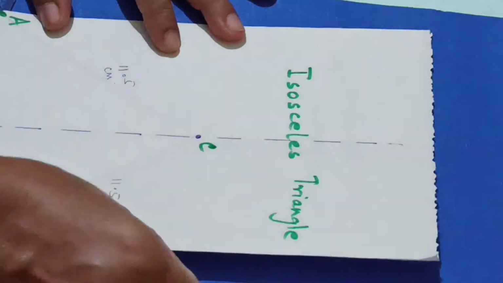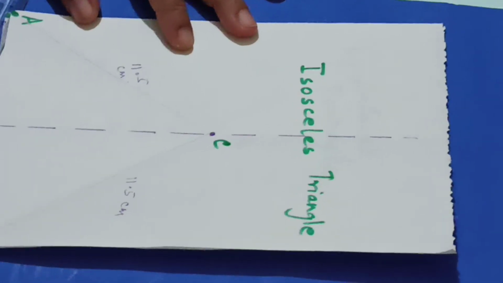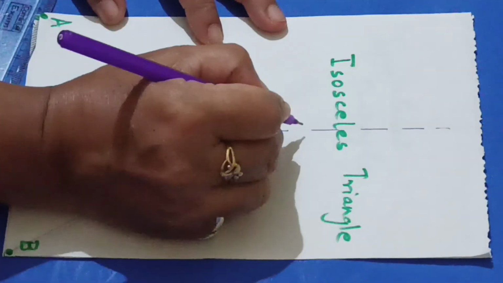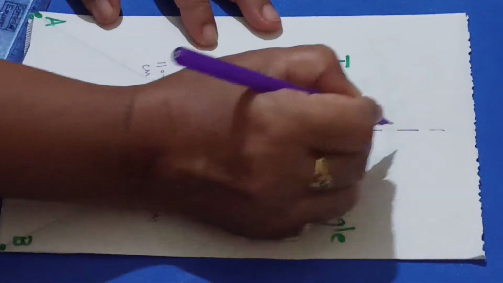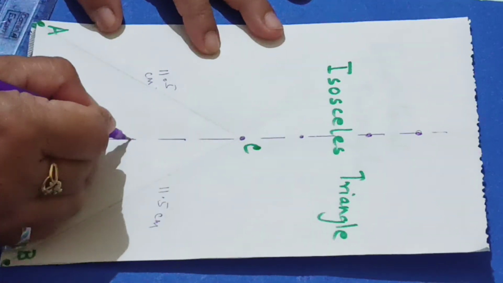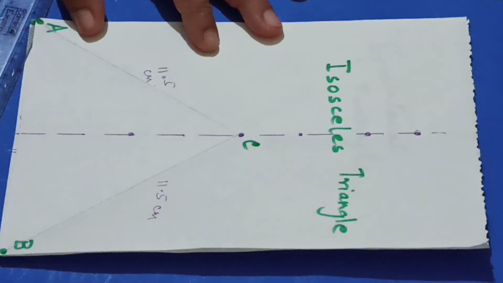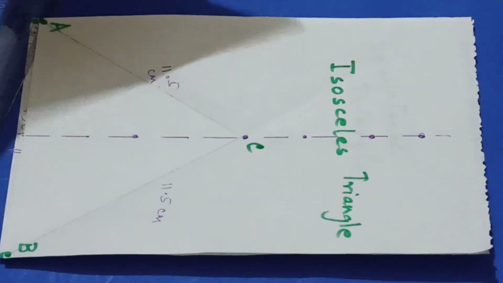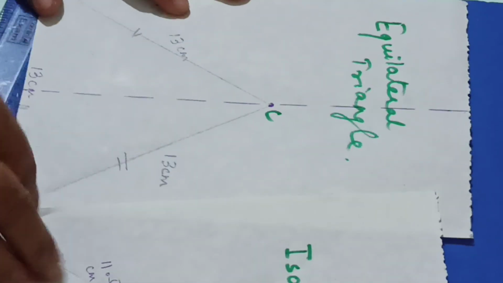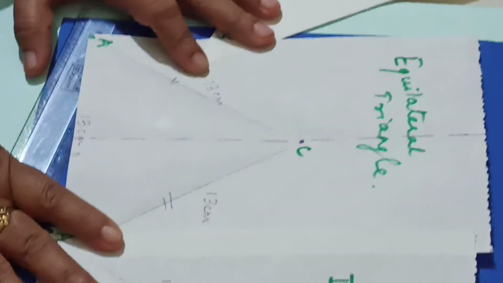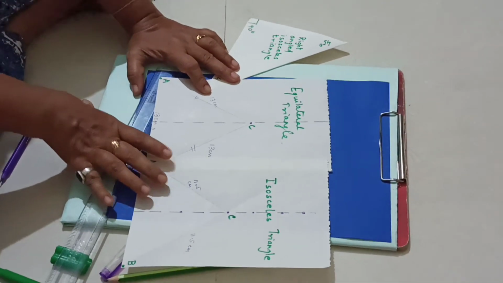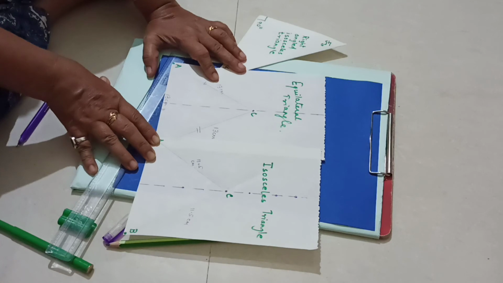Now can you tell me how many isosceles triangles can I get in this paper? Yes, I can get infinite number of isosceles triangles. Wherever I will take the point, wherever I will fold, I will get isosceles triangles. So this is a right angle triangle, this is an equilateral triangle, and this is an isosceles triangle. We can get these three triangles without measurement and without the use of protractor, by folding papers.